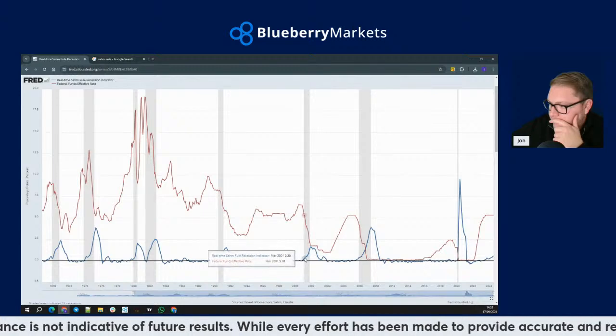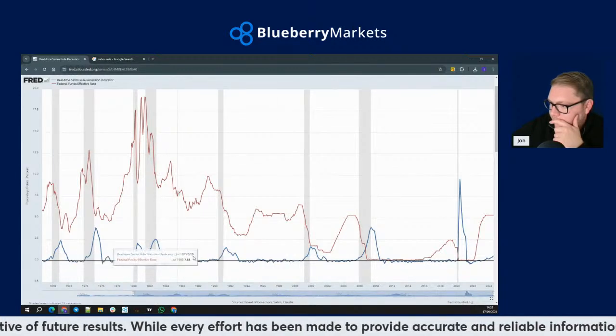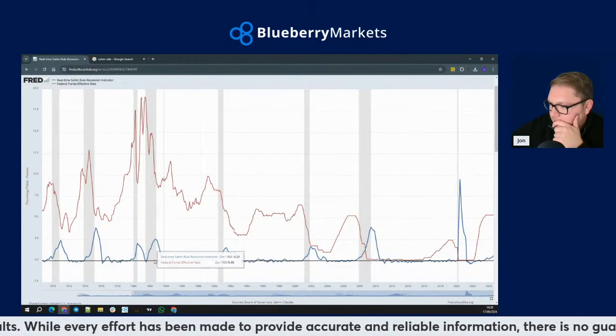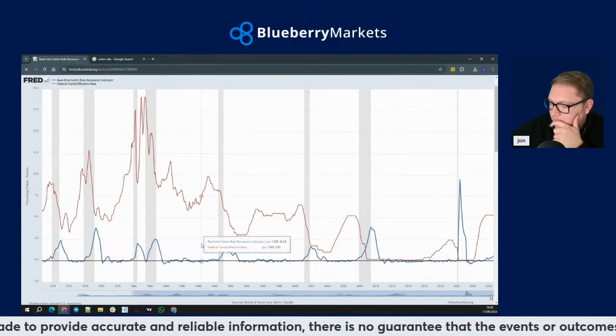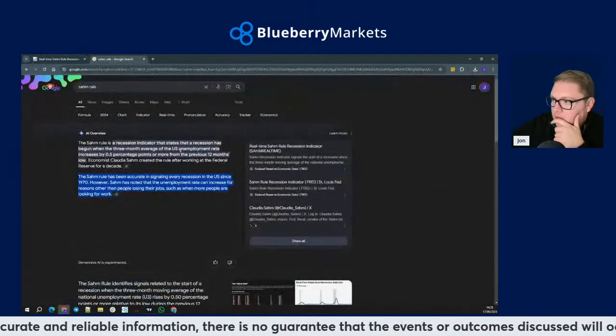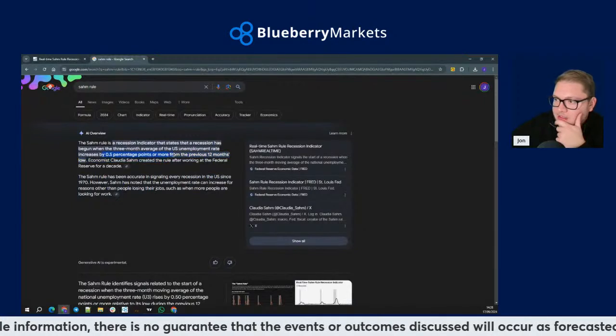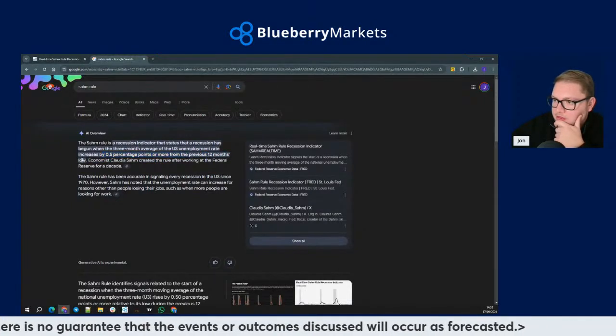.4, that one was 0.4. Obviously, this is relative to the 0.5 percentage points or more from the previous 12 months low.